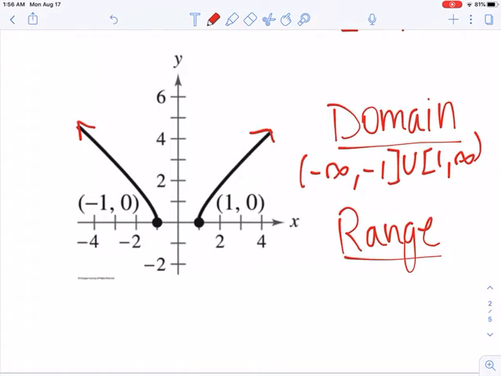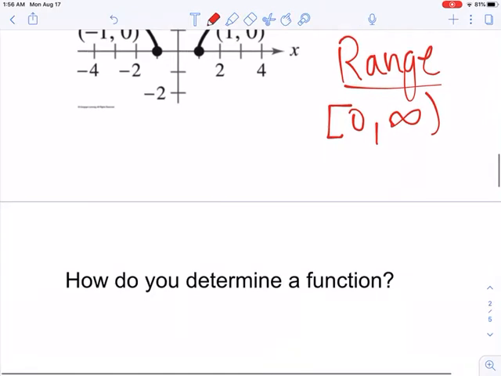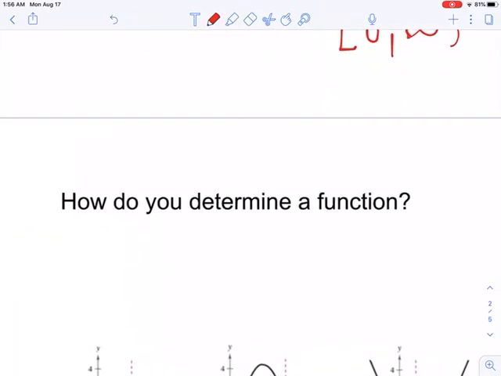Then it looks like our graph begins on the x-axis and only goes up. So we would describe our range as 0 to infinity, where we would put a bracket on 0 because we would include the value y equals 0.